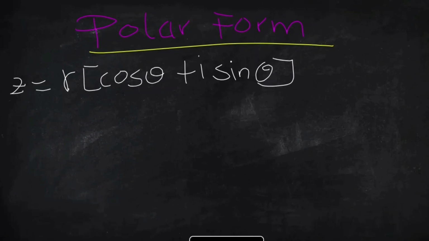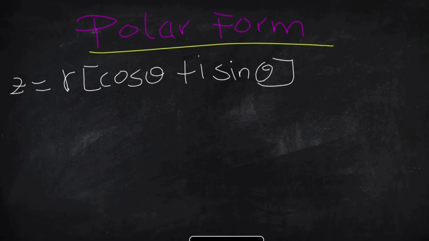In rectangular form, we know how to multiply and divide. Taking the polar form, let's see how we can divide or multiply given two or more complex numbers in polar form.